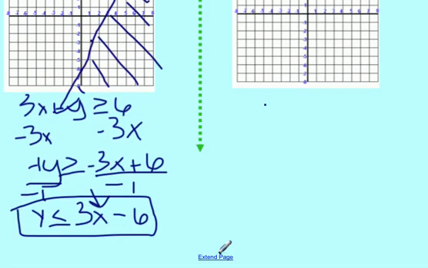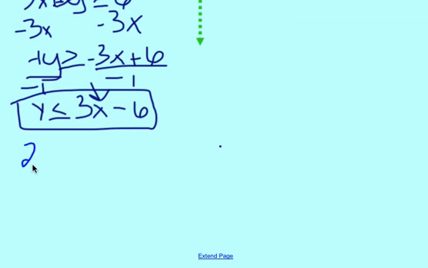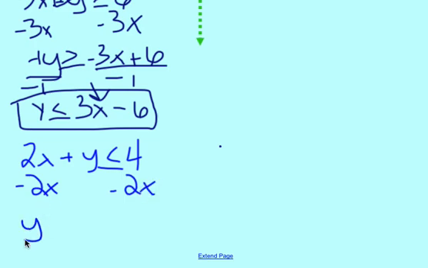Now we need to go ahead and solve for that second inequality. So we have 2x plus y is less than or equal to 4. So all we have to do is get that 2x over to the other side. Since it's positive, you need to subtract 2x. So we get y is less than or equal to negative 2x plus 4.